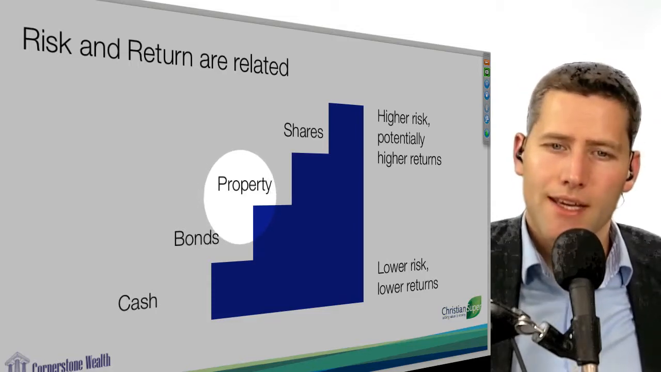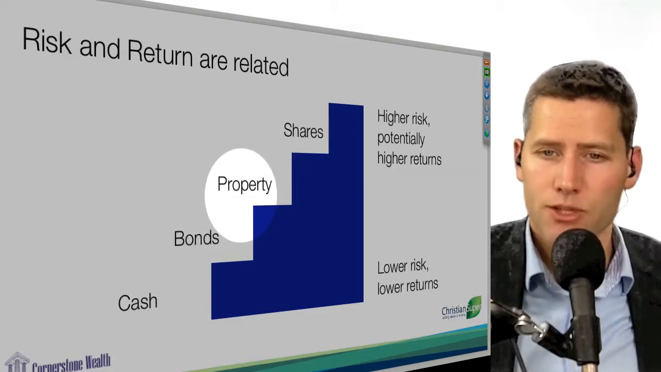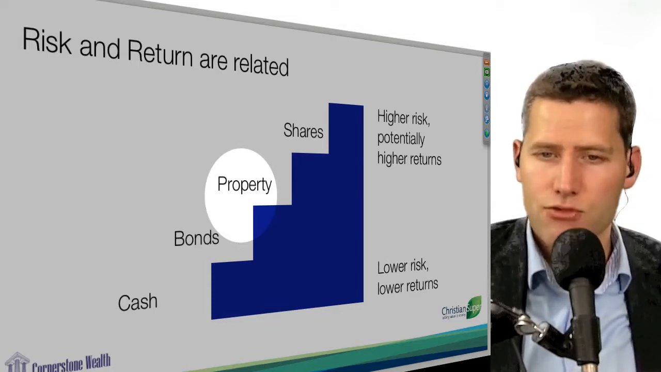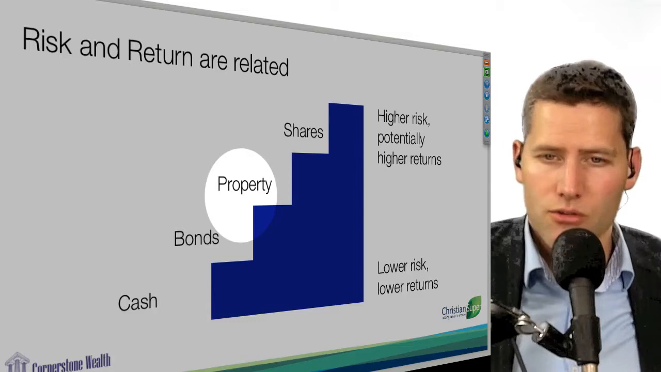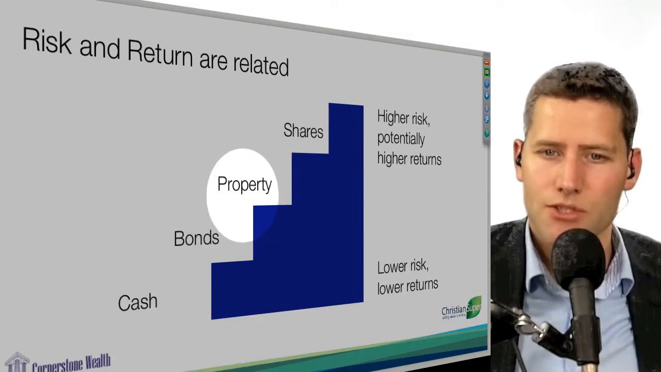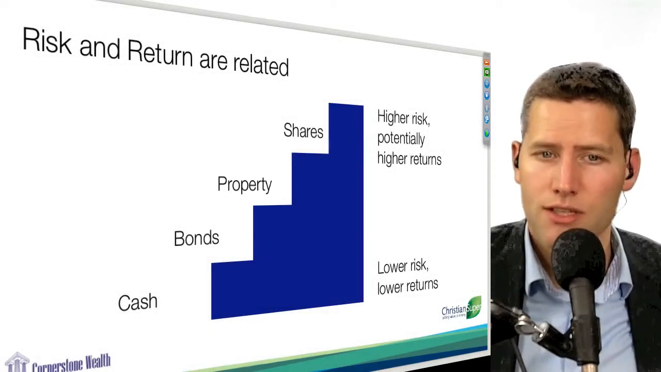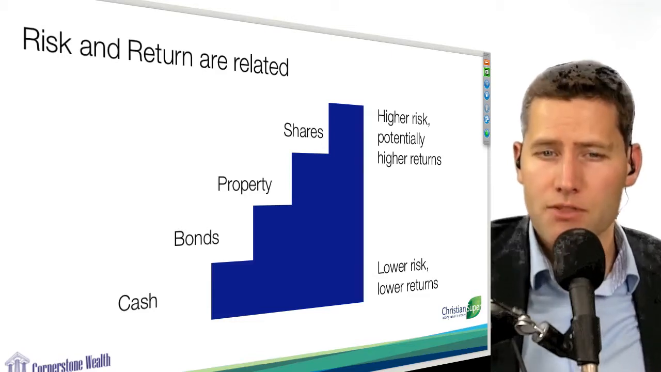Property is a combination of the two, with some growth and income coming from it. Now, when we're referring to property here, it's not just residential property that we're talking about. So it's commercial property, retail, industrial, office, or commercial type properties. So that is that whole asset class that we're talking about there. It is of higher risk than cash and bonds, and with a higher risk comes a higher level of return.